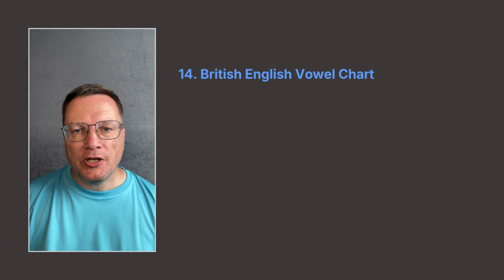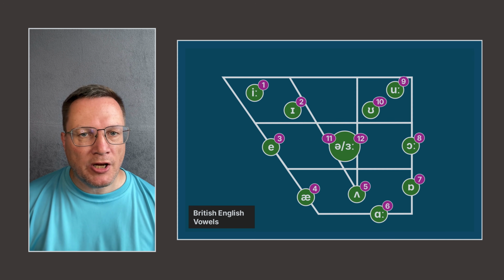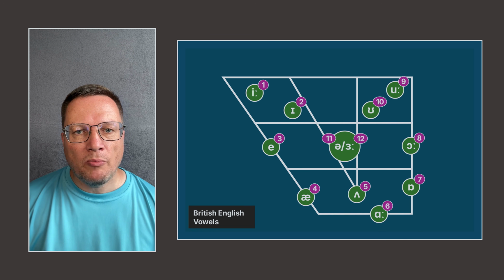14. British English Vowel Chart. This chart shows the standard British English vowel system in the International Phonetic Alphabet. Each symbol represents a different British English vowel sound. The chart organizes vowels according to tongue height, tongue position, and lip shape. Each vowel occupies a unique position based on these three features.